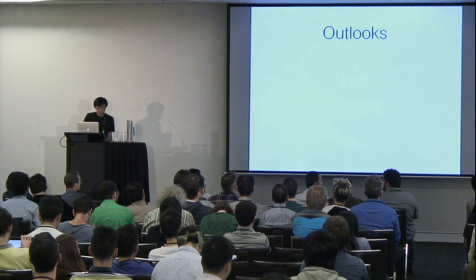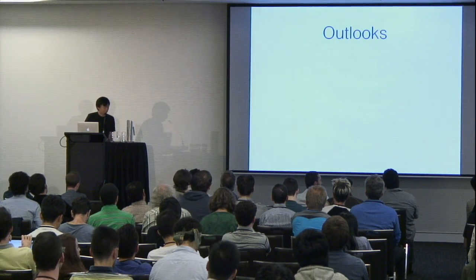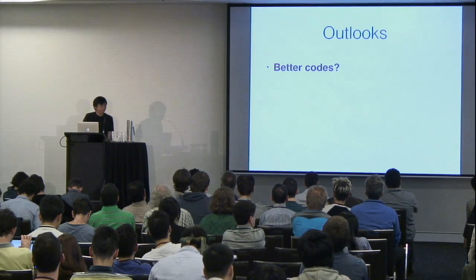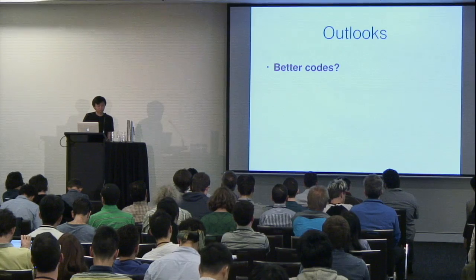So this is basically the talk. Here are some outlooks. An obvious, important, and probably very hard question is whether we can find some better codes.